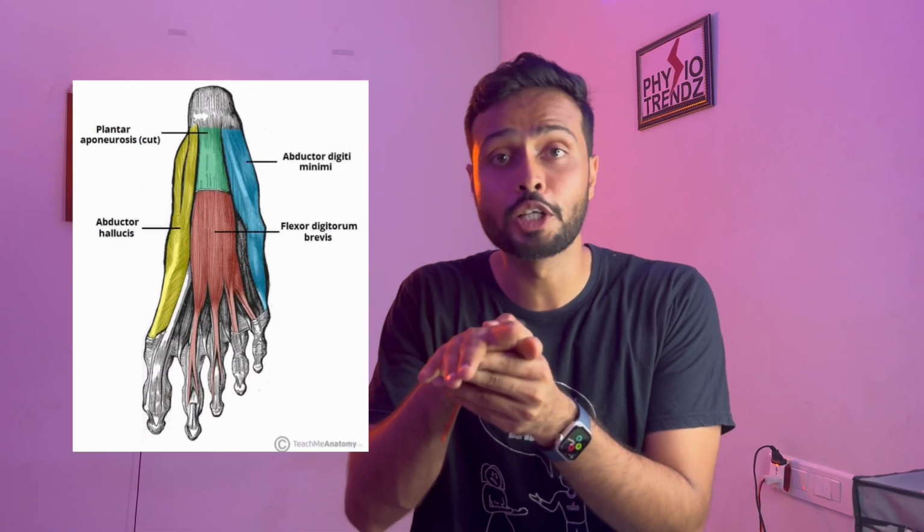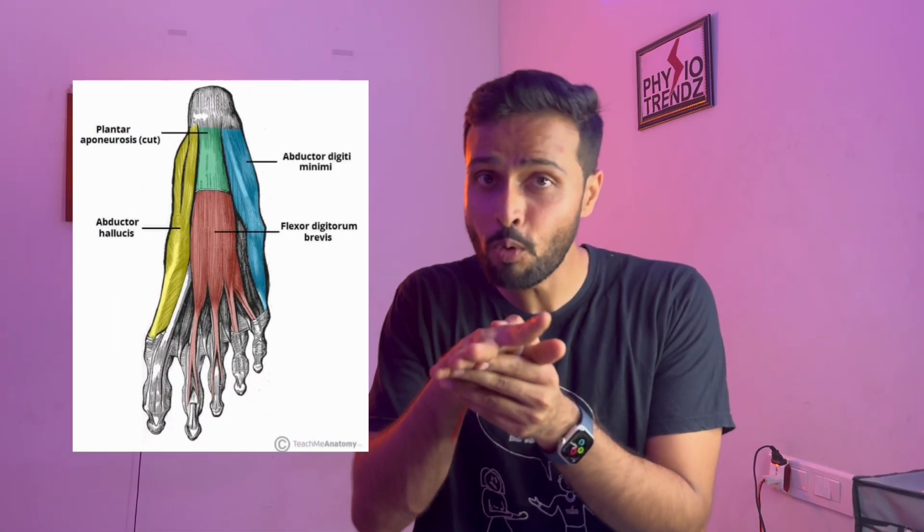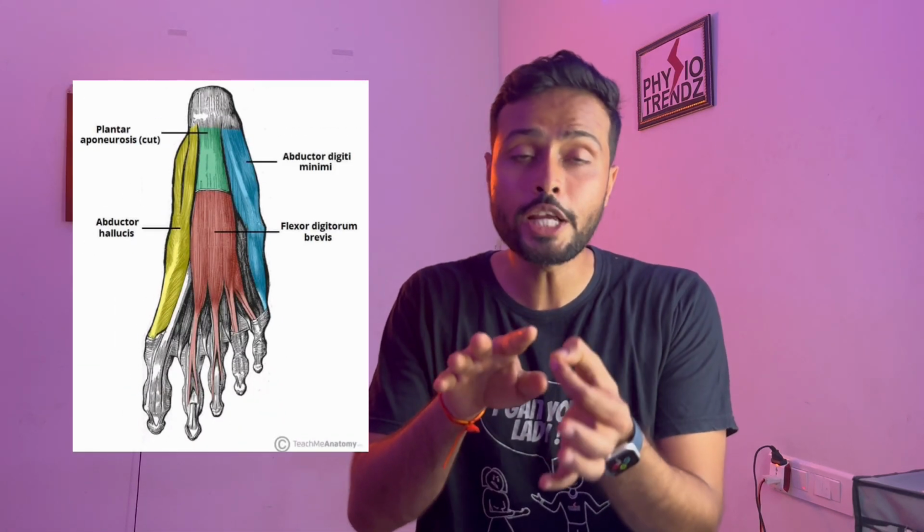Option C says abductor hallucis. Abductor hallucis muscle means what? This muscle mainly performs abduction of the toes. So is this movement or this muscle going to prevent your excessive pronation or prevent flat foot? What do you think? No, right? This doesn't have a direct connection with preventing flat foot or excessive pronation. So this option also we can easily eliminate.